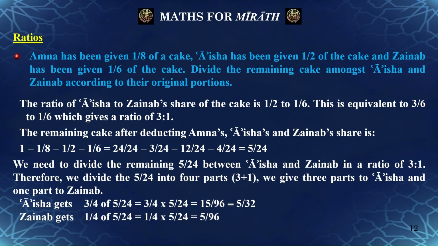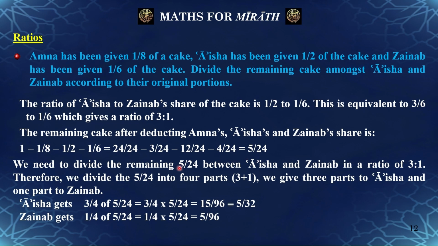The ratio of Aisha to Zainab's share of the cake is 1/2 to 1/6. This is equivalent to 3/6 to 1/6, which gives a ratio of 3 to 1. The remaining cake, after deducting Amna's, Aisha's, and Zainab's share, is 1 minus 1/8 minus 1/2 minus 1/6, which is equivalent to 24/24 minus 3/24 minus 12/24 minus 4/24 equals 5/24.